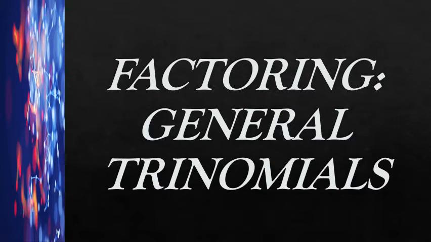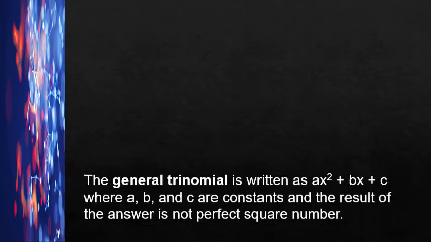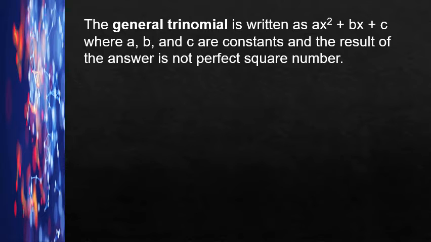This is the introduction of general trinomials, where factoring is very easy. The general trinomial is written as ax squared plus bx plus c, where a, b, and c are constants, and the result of the answer is the perfect square number.